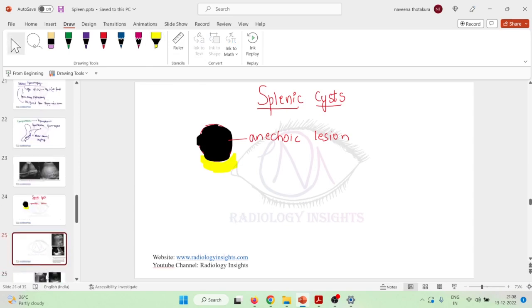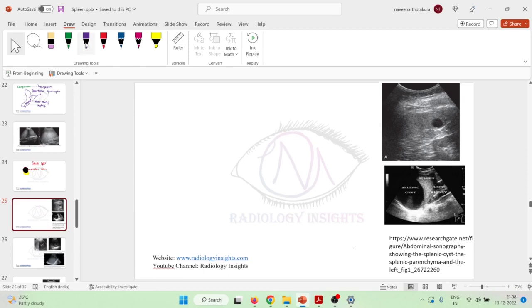If you see the picture, this is the splenic cyst, which is an anechoic lesion. On the posterior side, you see acoustic enhancement, that is this white colored area. Acoustic is related to sound, ultrasound. You can see increased echogenicity. So this posterior acoustic enhancement is seen along with an anechoic lesion. So this is a splenic cyst.